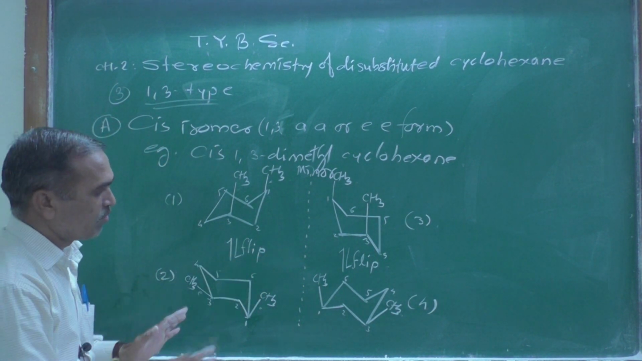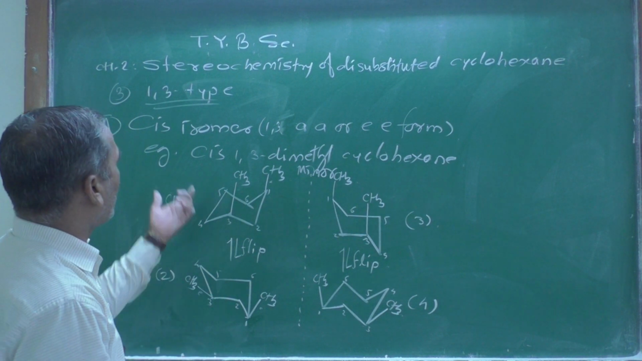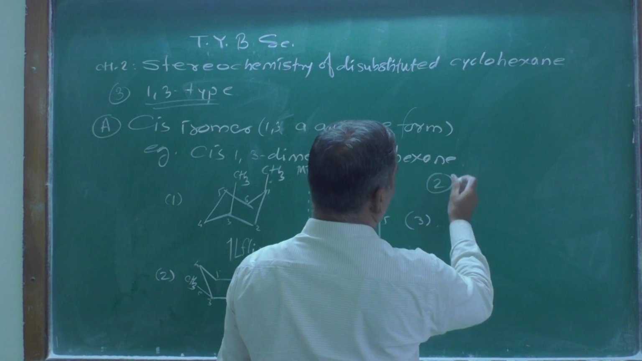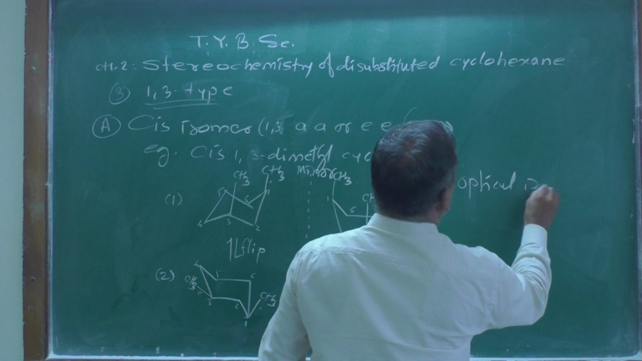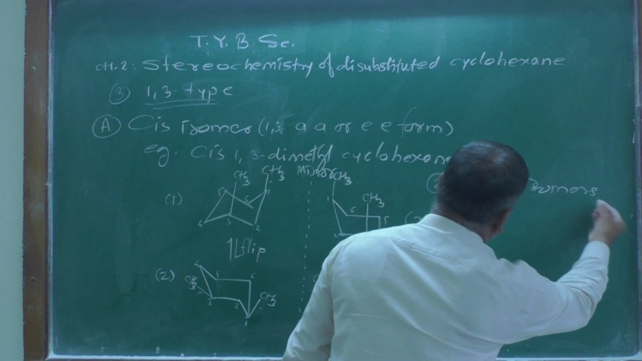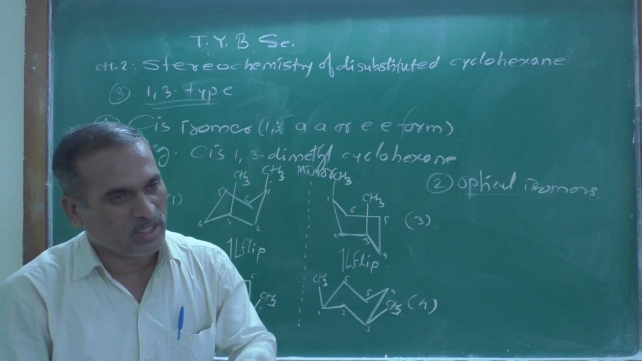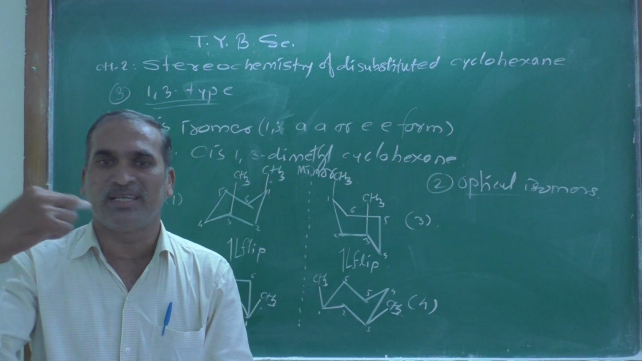Okay, these are the 4 structures correct, for 3 marks. Now what is the next point we are going to discuss? The second one is optical activity, right? The second one is optical isomers. Optical isomers means what? You have to find out whether this compound is optically active or optically inactive.